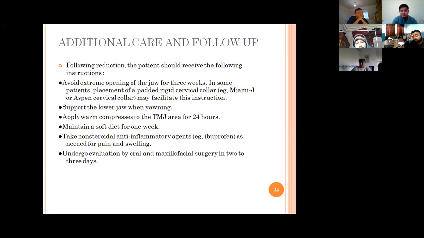Following the reduction, the patient should receive the following instructions. They should be told to avoid extreme opening of the jaw for 3 weeks. In some patients, placement of a padded rigid cervical collar may facilitate the instruction. They should support the lower jaw when yawning, and they should apply warm compresses to the TMJ area for 24 hours. They should maintain a soft diet for 1 week and should take NSAIDs for pain and swelling. And they should undergo evaluation by an oral and maxillofacial surgeon in 2 to 3 days.